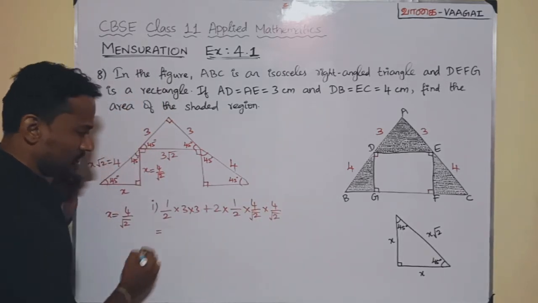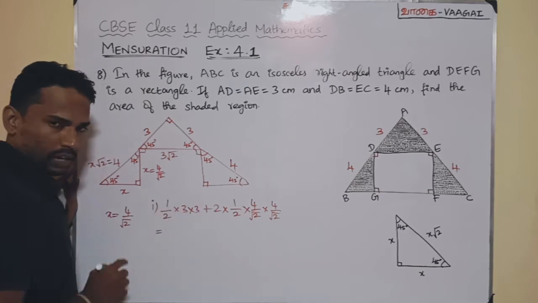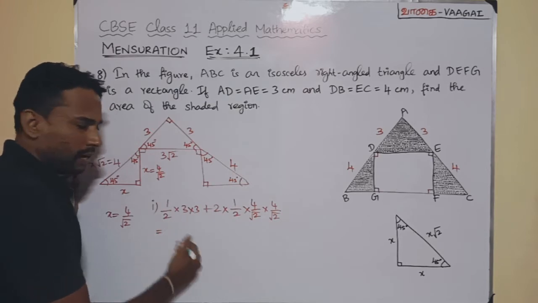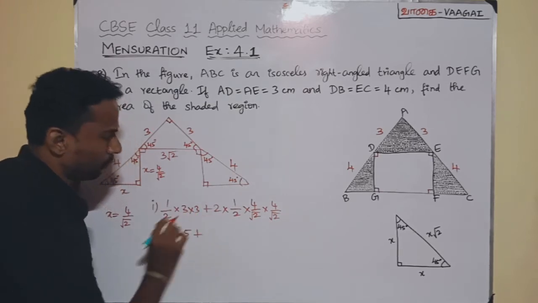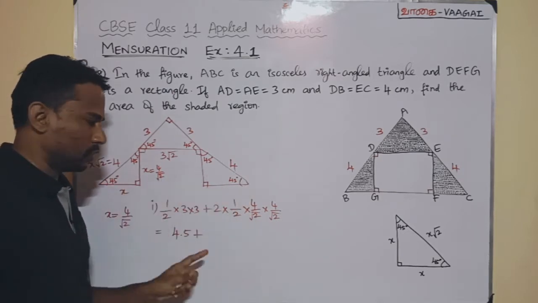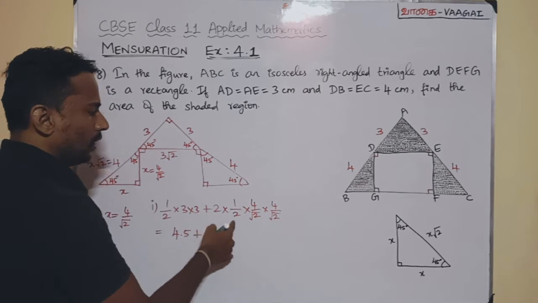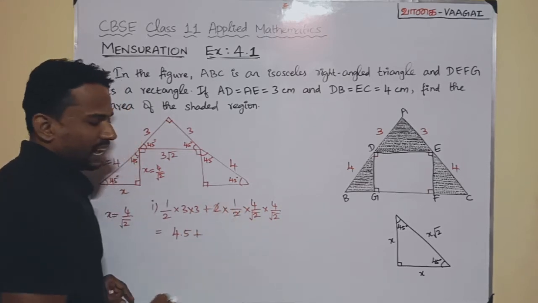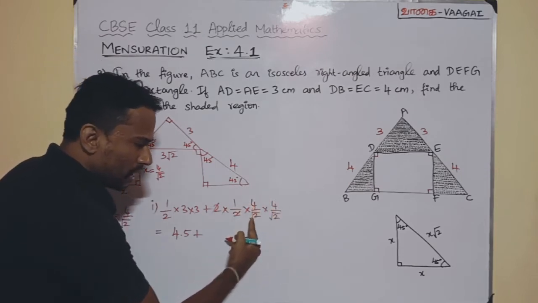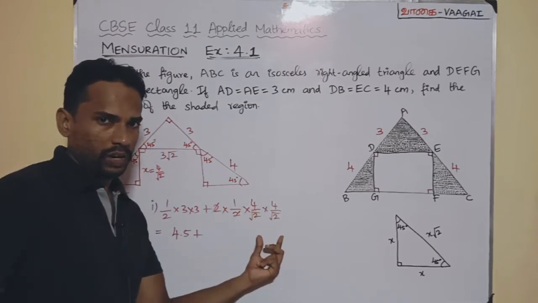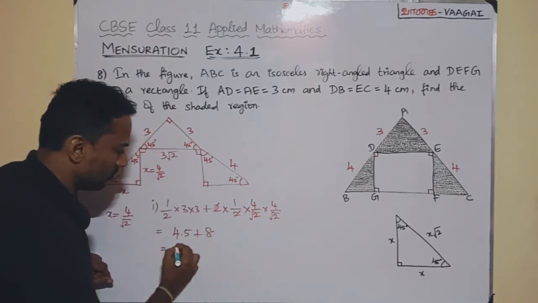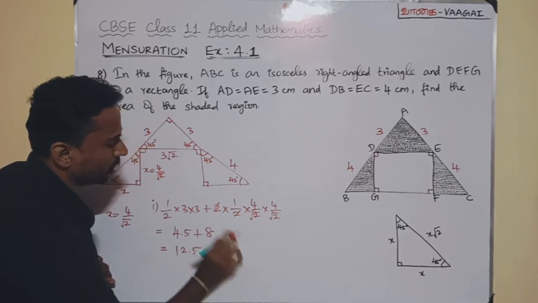Let's do this calculation very carefully. Once I do this, I will be getting half into 3 into 3, which will be 9 by 2, so 4.5, plus. Now come to this part. Here collectively we are finding the area of both the triangles, so that's why I put the 2 into. So 2 into half into this calculation. I can cancel this 2 and 2, and now I will have 4 4s are 16 by root 2 into root 2. Root 2 into root 2 will give you 2. So 16 by 2 becomes 8. So finally I will have 4.5 plus 8, which will give me 12.5 centimeters square.